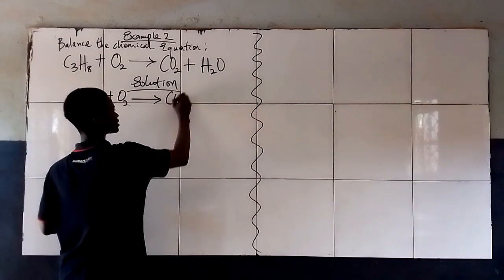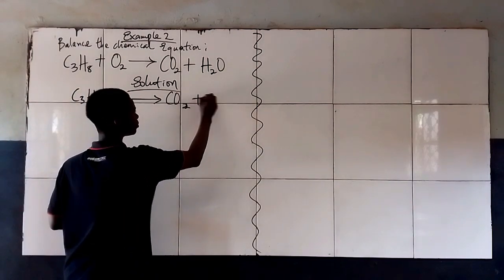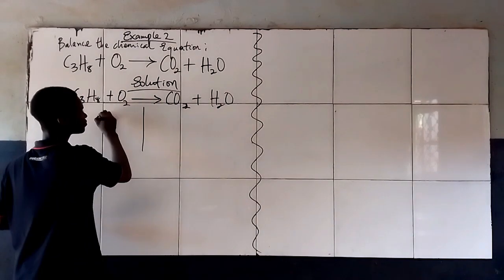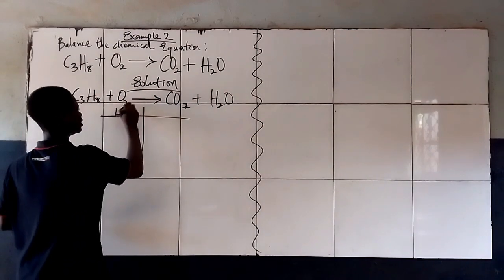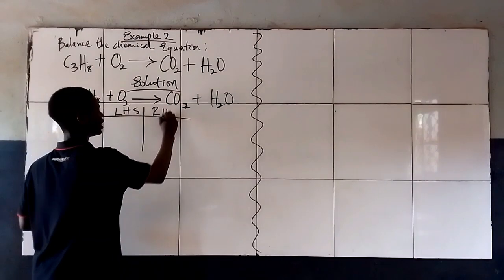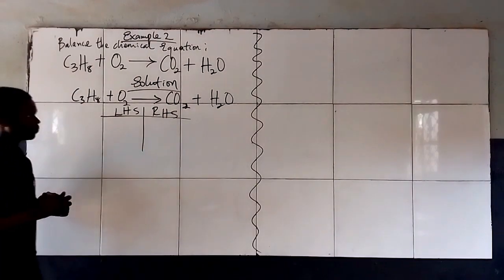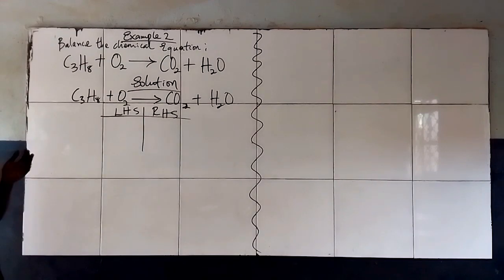Before we even start doing our altering and balancing, let's get started. Now, you will compare that for the left and the right hand side. Left hand side and right hand side. This is the left hand side and this is the what? Right hand side. Now, as I said, apart from oxygen and hydrogen, which should be balanced last.